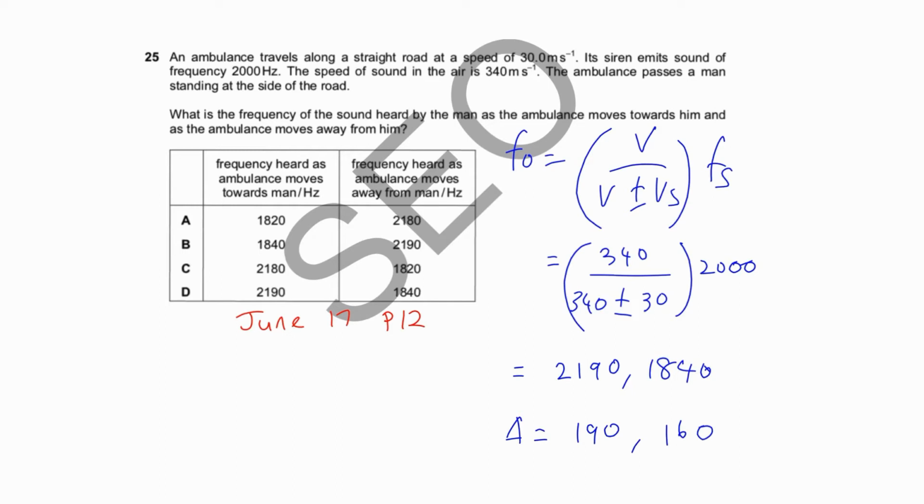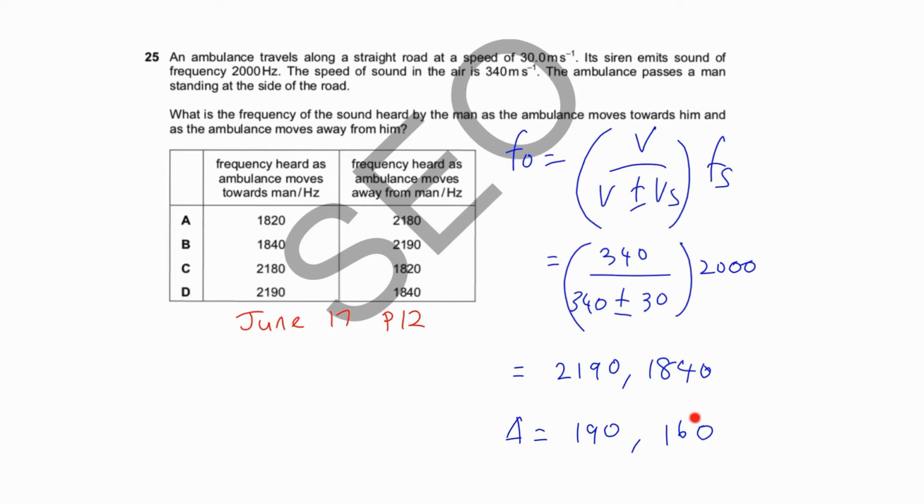But I also want to make a point to show you that if you take these two new frequencies and subtract your original frequency, you notice that the difference will be 190 for this and the difference will be 160. So for this one, you have to take 2000 minus 1840. For this one it is 2190 minus 2000. You're taking the bigger minus the smaller just to see the magnitude of the change.